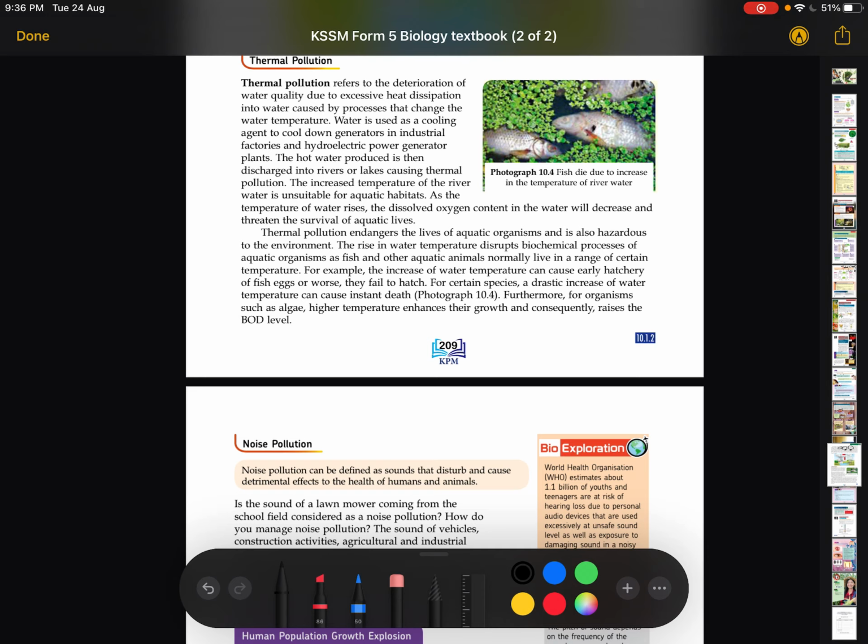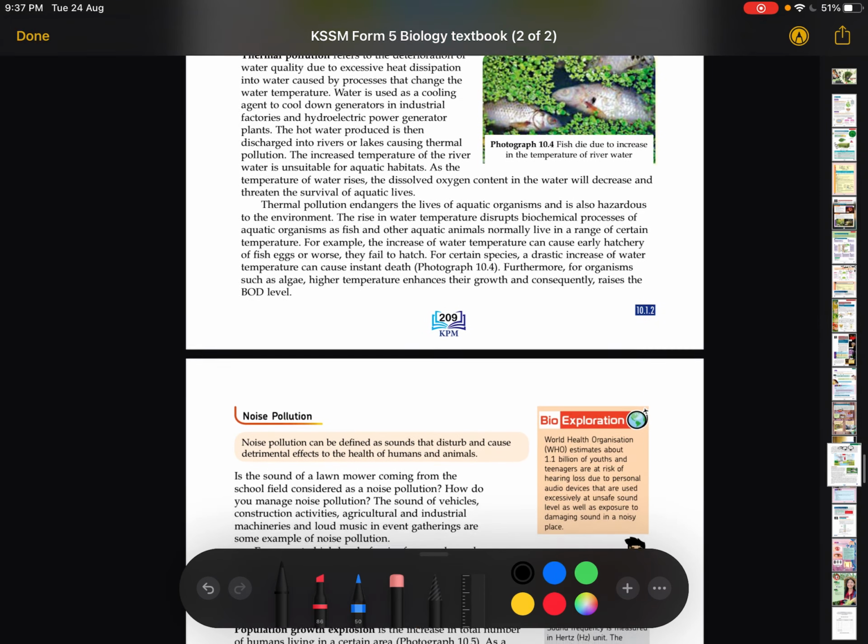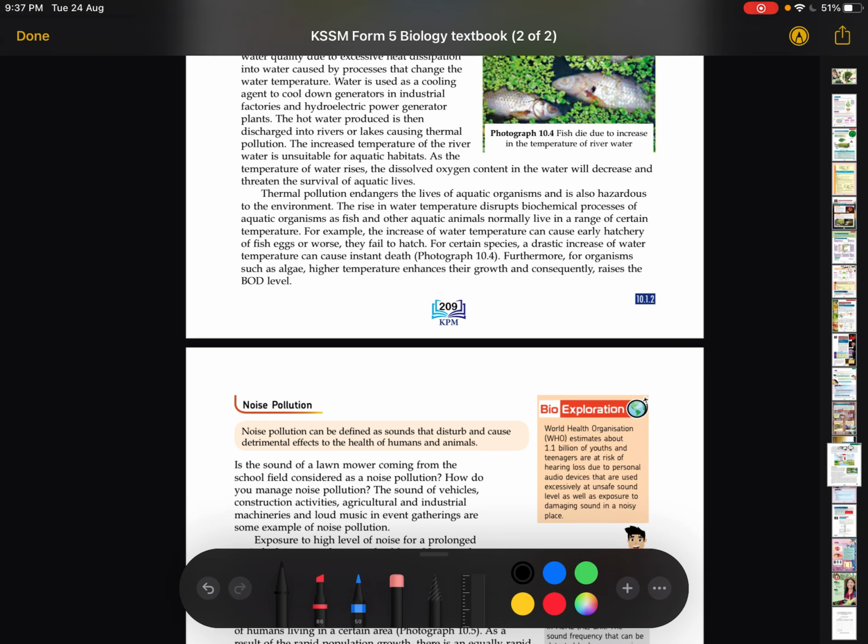Number three is dissolved oxygen content in the water will decrease. You wonder why does it happen? From my understanding, it's because the hotter it is, the plants in the water cannot produce oxygen as fast. So that means that dissolved oxygen will be lower. And if it's lower, then fishes will die because there's not enough oxygen to survive. So number one, it will cause biochemical processes to slow down. Number two, their body is not used to the new temperature. And number three, there's less oxygen in the water and they will die.